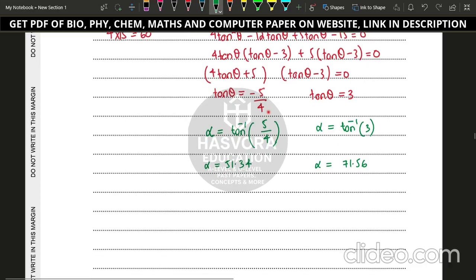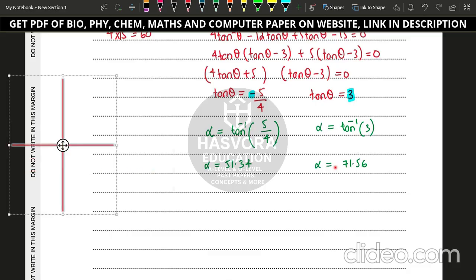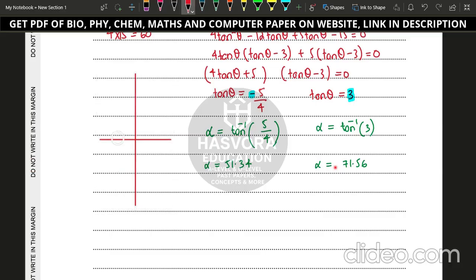Now we know that this one was your minus sign, and this is actually positive. Now if you make the graph, we have the quadrants, so you should know. Let me just expand this a little bit.